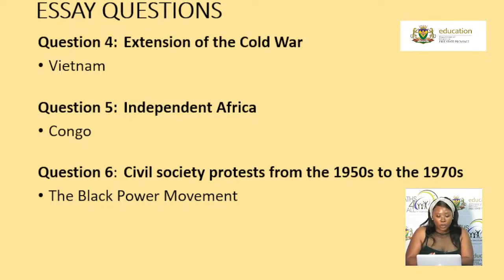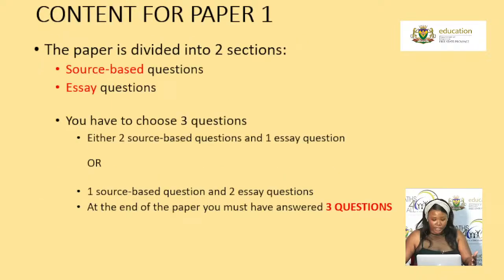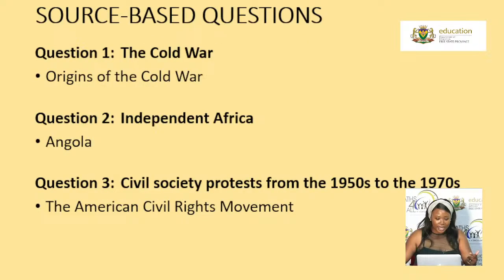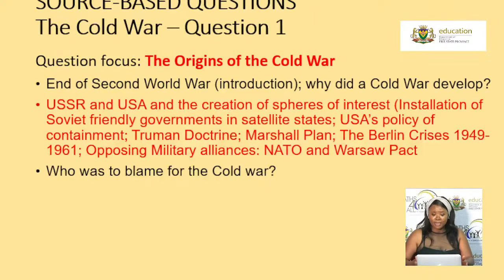Now, I want us to zoom into Question 1. The question focus is that we are moving into the end of World War II, and the introduction is why did the Cold War develop, with special focus on the USSR and the USA and the creation of the spheres of influence, the installation of Soviet-friendly satellite states, the USA's policy of containment through the Truman Doctrine and the Marshall Plan, the Berlin Crisis of 1949 to 1961, and opposing military alliances, which are called NATO and the Warsaw Pact. At the end of this question, we also need to understand who was to blame for the Cold War.